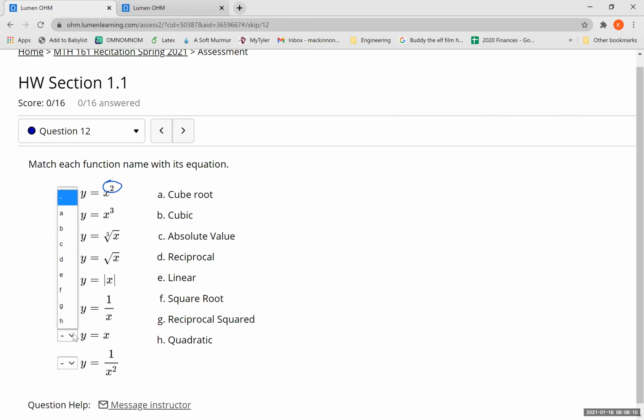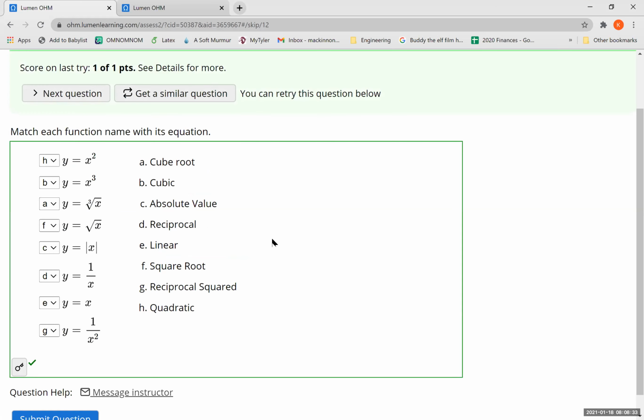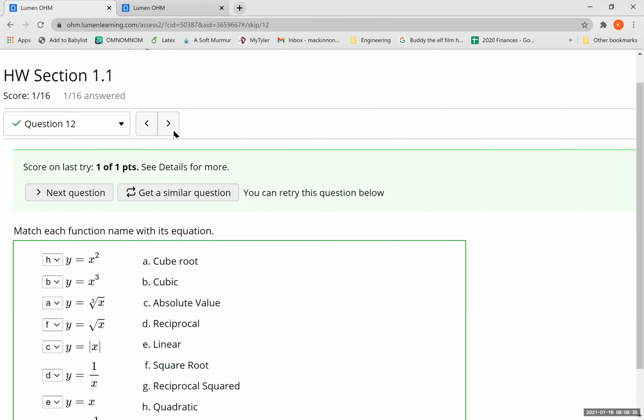Just x, you could think of this as y equals mx plus b. m is 1 and b is 0. That's going to be our linear function. And this is the reciprocal squared, so that's going to be g. All right, and I don't need my annotation anymore. Great job, me.